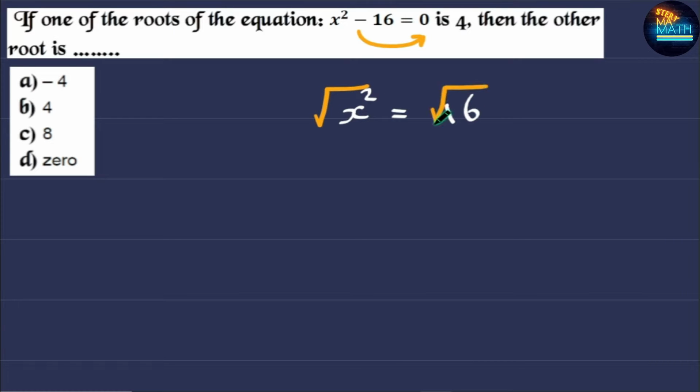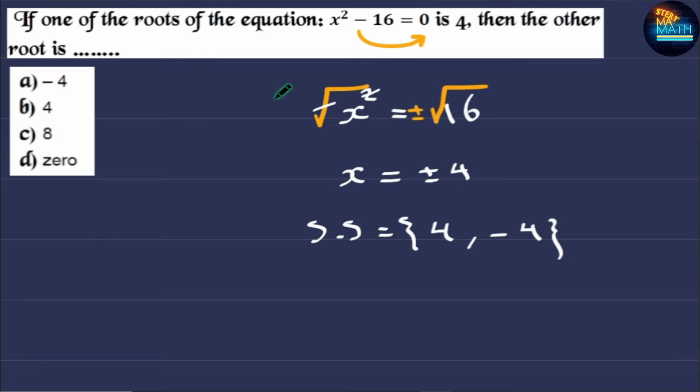So the square root of x squared is equal to positive or negative the square root of 16. And positive or negative because we have an even power. So the 2 and the square root cancel each other out, so we are left with x is equal to positive or negative 4. So the solution set is 4 and negative 4. But he mentioned that 4 is one root, so the other root would be negative 4.